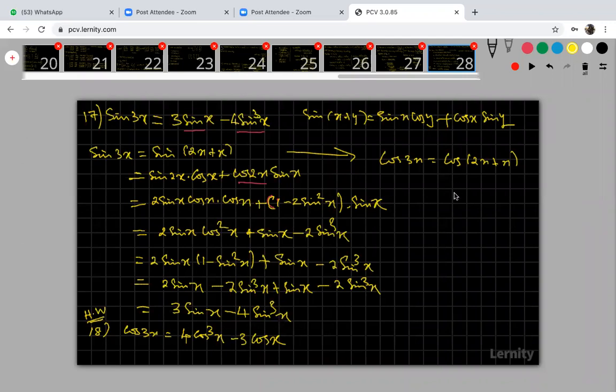Similarly, in this formula, you convert all the sine terms into cos. Sin square means apply 1 minus cos square. Sin 2x means apply that formula. Okay, so apply that and simplify. You will get this answer. This is a homework one. Okay, please note that.